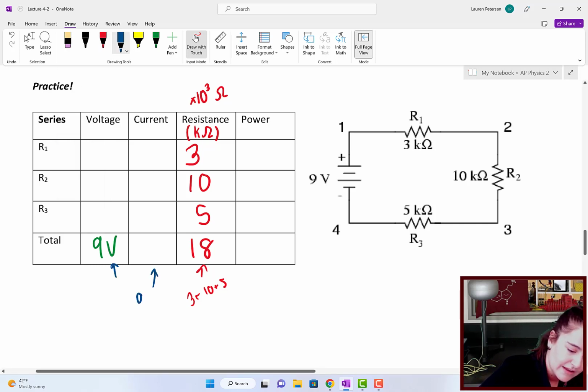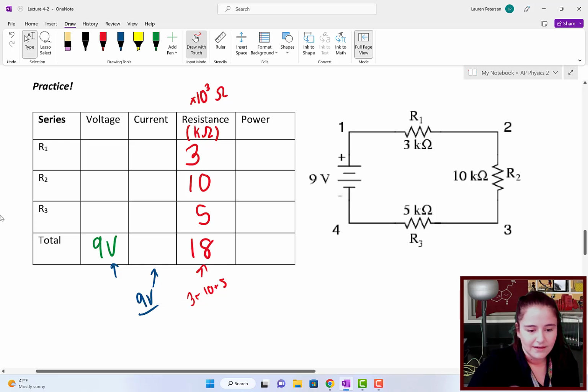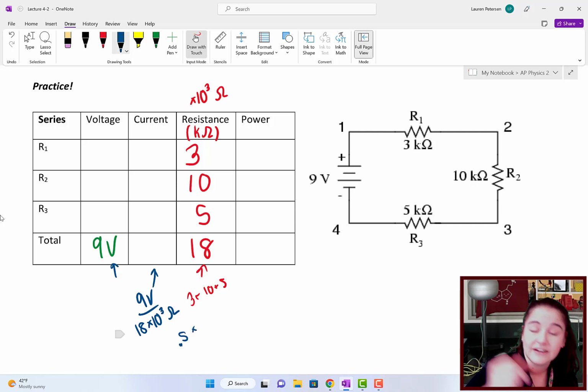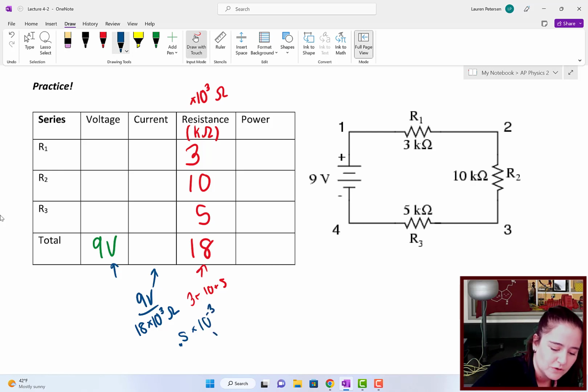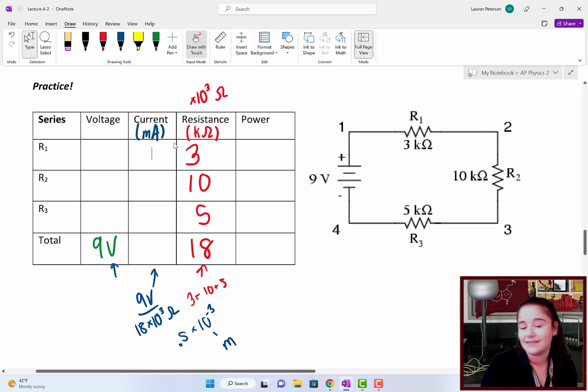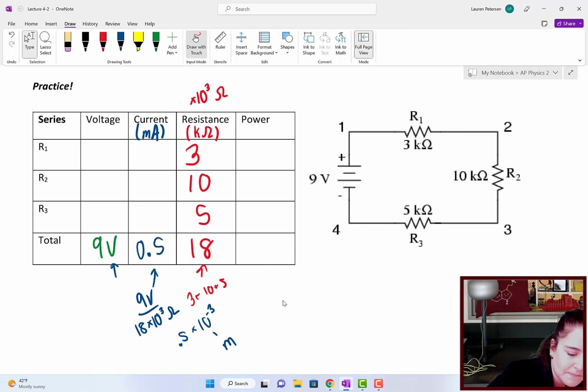So I have 9 volts divided by 18 times 10 to the third ohms. 9 divided by 18 is 0.5. So I have 0.5, and 10 to the third is on the bottom. If we moved it to the top, it'd be 10 to the minus 3, which we normally just call milli. So I'm going to do my current in milliamps. If you do milliamps and kilo ohms, they end up canceling out, so we can just do that voltage directly. So it would be 0.5 milliamps.